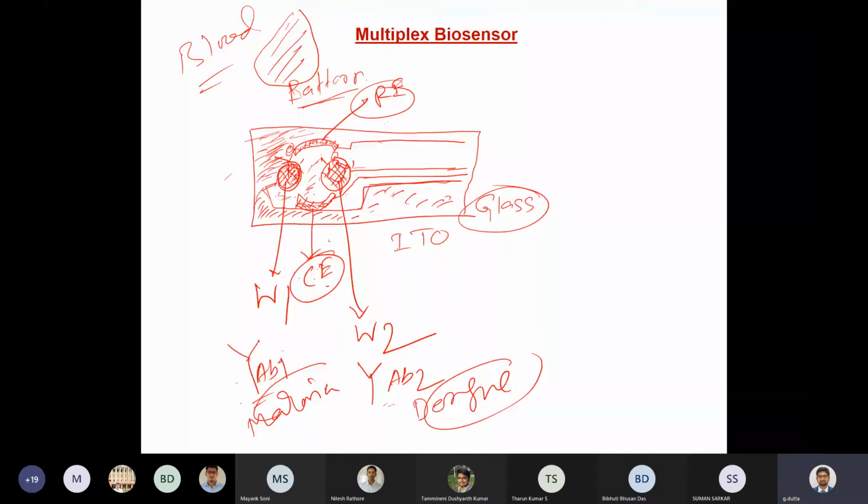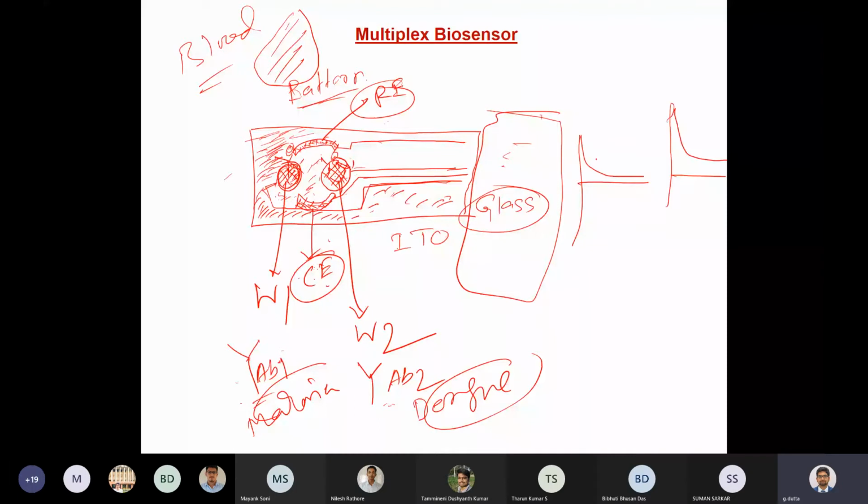So when you connect this with the potentiostat, that is the detector, you will see basically two curves. Like one chronoamperometry here, and maybe you will see another chronoamperometry here. So this is for malaria, working electrode one, and dengue, this is for working electrode two. So you will get two chronoamperometric curves for this multiplex biosensor.